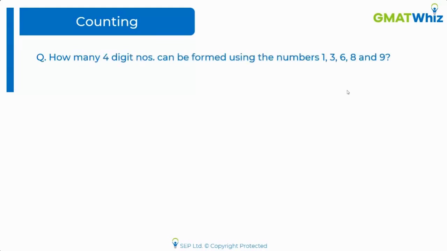Now to do so, I'm going to take a very, very simple example. So let's say, and take a moment to read this: How many 4-digit numbers can be formed using the numbers 1, 3, 6, 8, or 9? So I have 5 digits, 1, 3, 6, 8, or 9, and I'm supposed to create 4-digit numbers using this. Now there are two cases which are basically possible here.